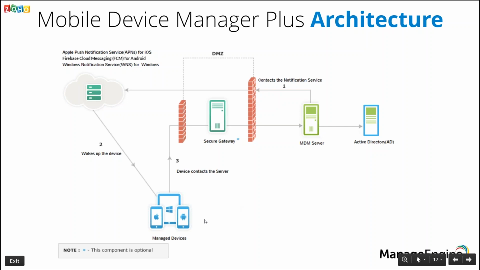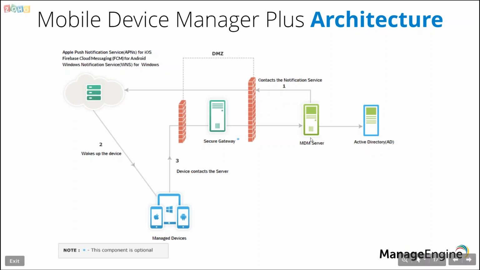So the cycle of communication is as follows. Your MDM server would reach out to the notification services, and the notification service would then wake up your mobile device. So once the mobile device is live, using the management application or the management profile that we have within the device, it would then contact your MDM server.